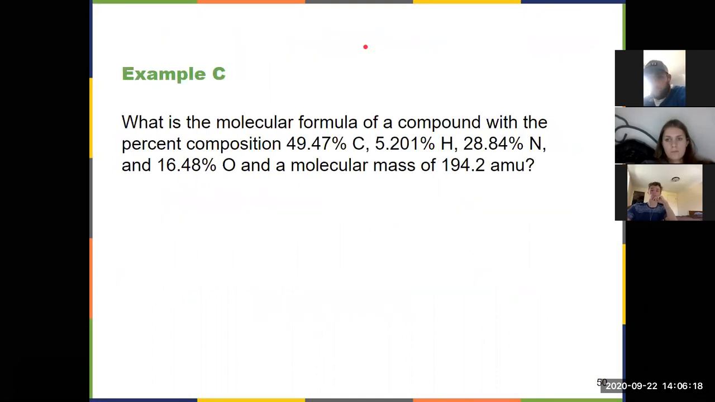So 3.2 finishes with what I have as example C here, and it ties everything from the video together. We're given percent compositions, so I have to assume 100 grams and convert all those numbers to grams. Then I have to convert them to moles, divide by the lowest number of moles to get the empirical formula first, and then use the molecular mass to determine the molecular formula. So everything from 3.2, all these ideas are tied together just with example C right here.